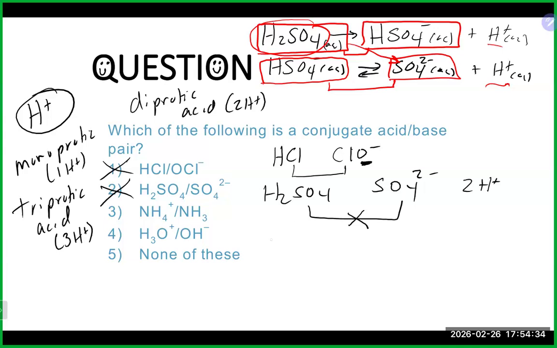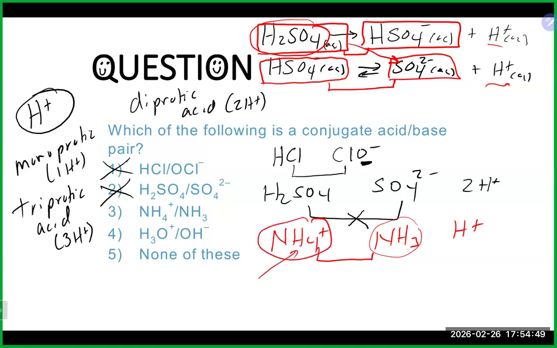When we look at the third one here, we have NH4 plus and NH3, and the difference between these two is 1 H plus. And you could either put the H plus on this guy and you end up with this one, or you could take the H plus off of that one and you end up with that one. So that would be a pair there. And H3O plus and OH minus, these guys are not pairs. Again, it is more than one H plus difference. So they would not be pairs.